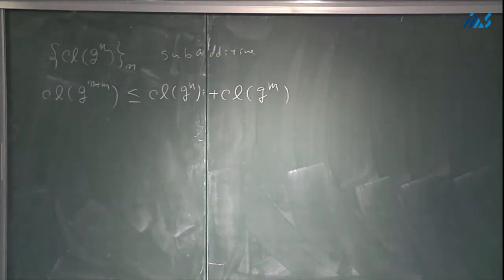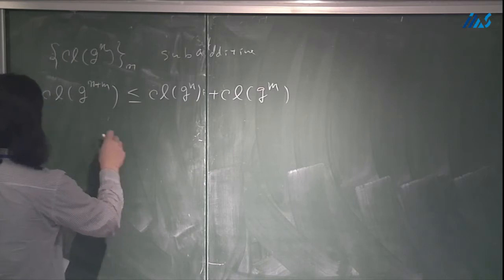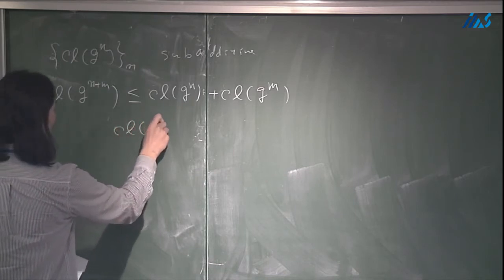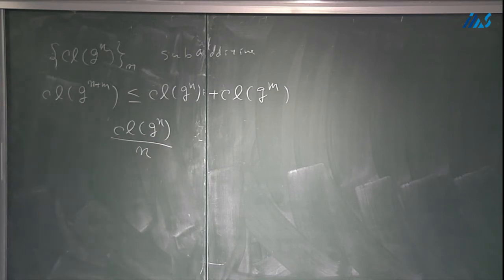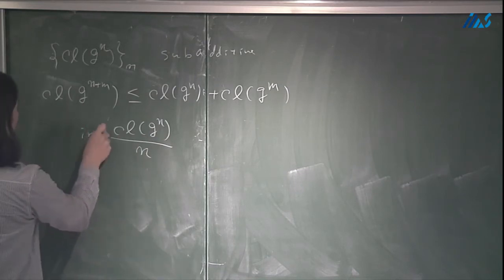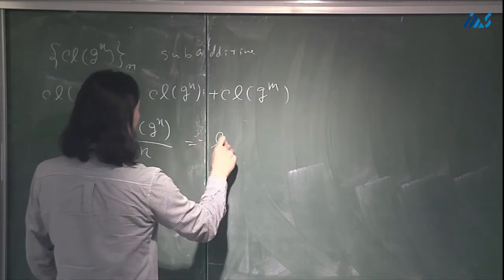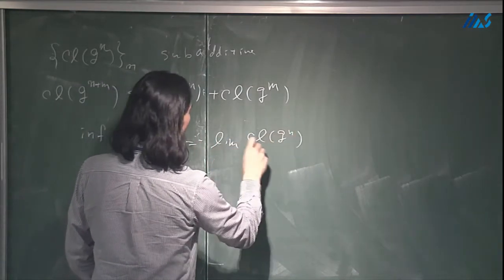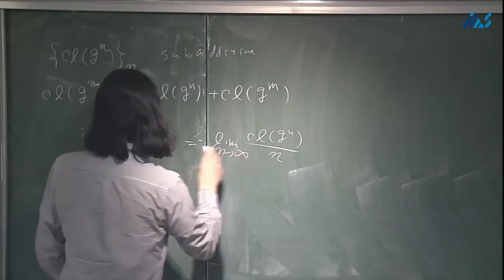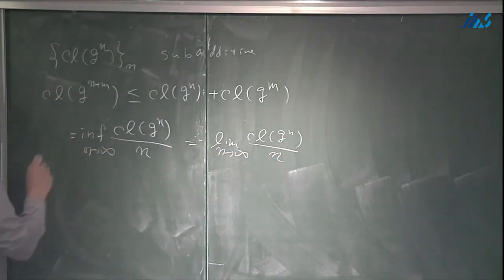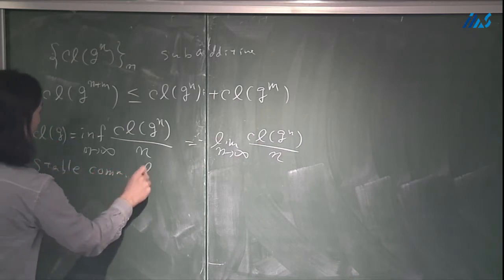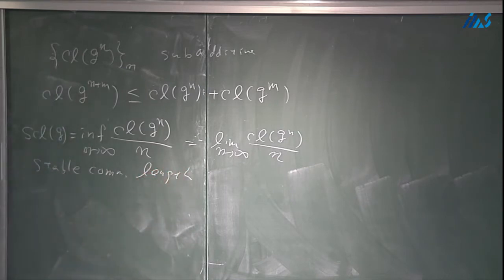Okay. And if you see a subadditive sequence, what you do is just divide it by n and go to the limit. It's a theorem that the limit coincides with the inf. So in this case, it's a limit as n goes to infinity, and that's the stable commutator length of g. So this is the stable commutator length.